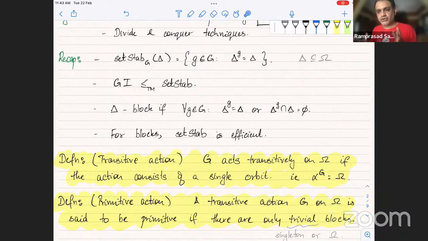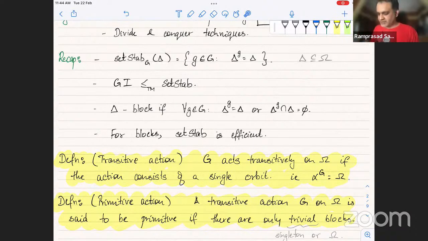That is, any sticker can go to any other sticker by an action of a group. So the Rubik's Cube on itself was not transitive because there were distinct orbits. There was an orbit involving corners, there was an orbit involving edges, and there was an orbit involving centers. So that is not a transitive action. But on the other hand, we saw that the 2x2 Rubik's Cube, which has how many? 24 stickers, that happens to be a transitive action because any sticker can go to any other sticker.